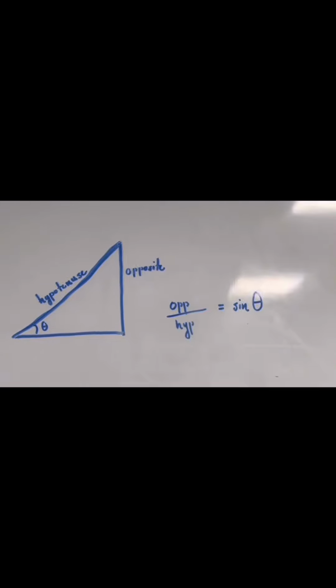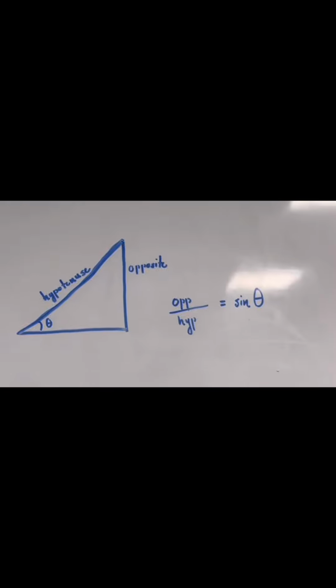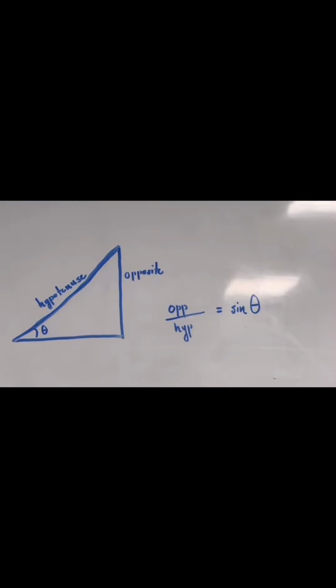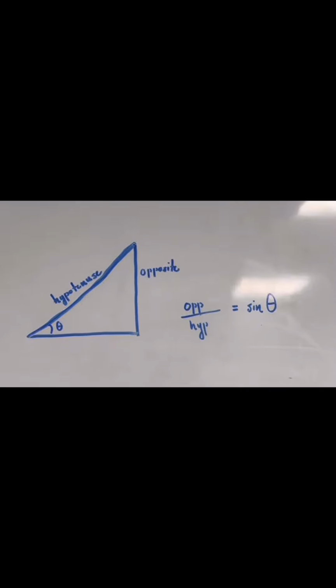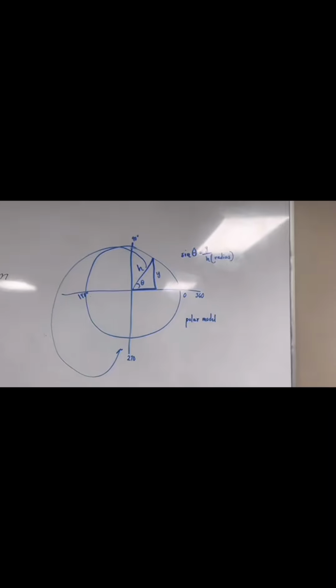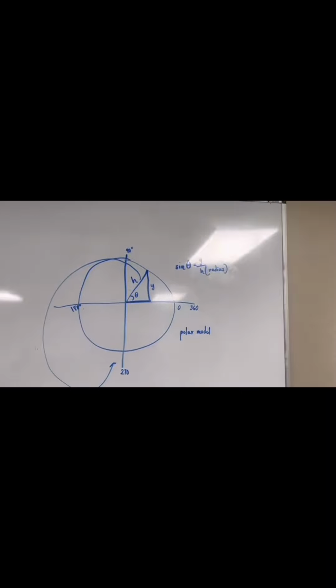Okay, so starting with the basics. A sine function is a fundamental trig identity represented by sine of theta is equal to opposite over hypotenuse. Now let's see how this can be translated to the terms of a unit circle. So in a unit circle or polar model, sine of any angle is equal to y over the radius, which in this case is 1.